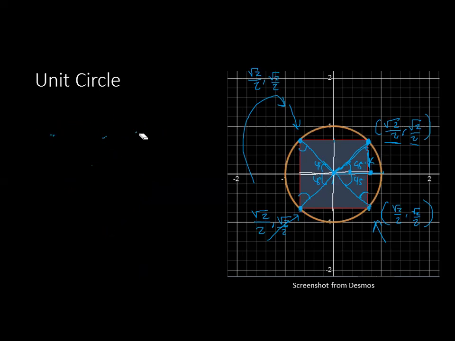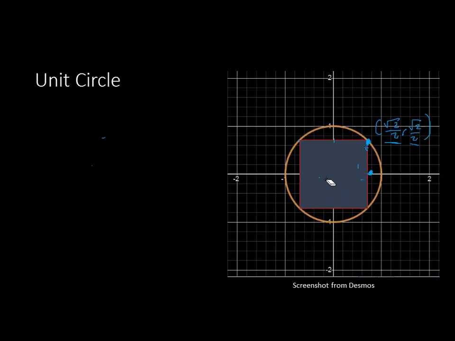So wait, let me erase this one. Hold on. Okay, let me erase this one, and this one as well. And this one. Okay. So here you have square root of 2 all over 2. Now, whoa. I erased the white lines again.